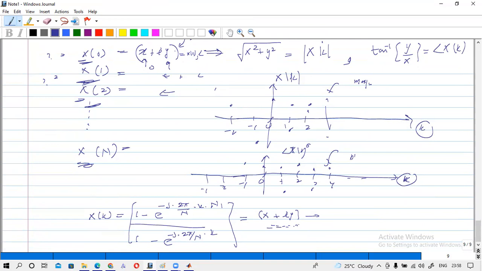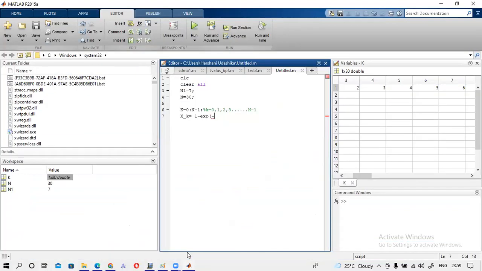So xk will be 1 minus e to the power minus j2π by N, k N1, divided by 1 minus e to the power minus j2π by N, k. I have written it on a piece of paper, otherwise I have to look here and there every time.